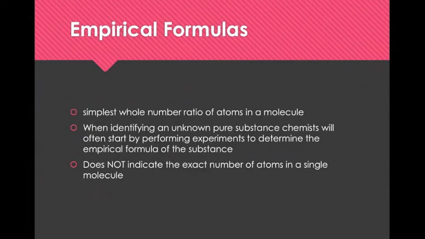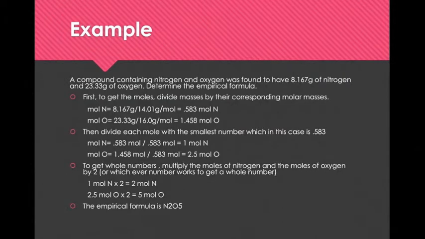Empirical formulas help with the identifying and naming of covalent compounds. An empirical formula is just the simplest whole number ratio of atoms in a molecule. When chemists identify an unknown substance, they will often start by performing experiments to determine the empirical formula of this substance. Keep in mind that the empirical formula does not indicate the exact number of atoms in a single molecule. Here's an example of how to find an empirical formula.